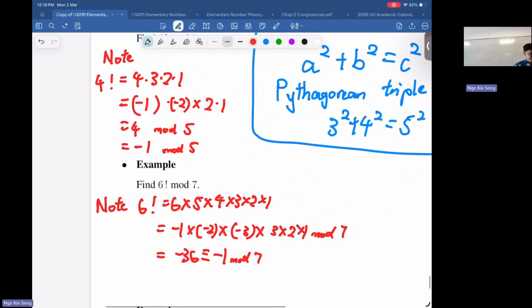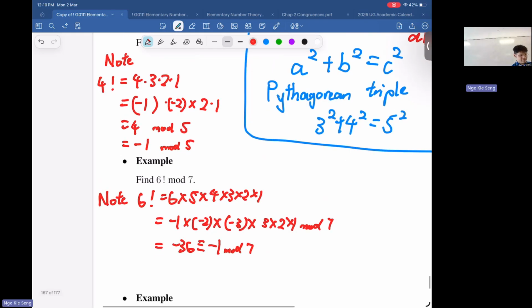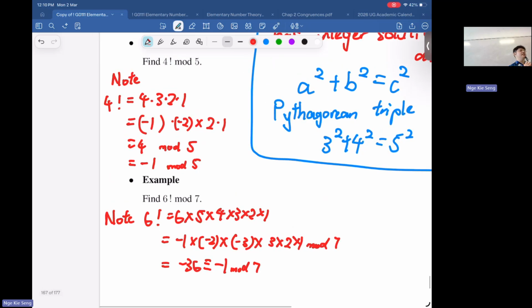So maybe you can try to observe when do we get this -1 mod 7. What's the relation between 4 and 5? What's the relation between 6 and 7? If you try and guess a relation, maybe n and n - 1, right?